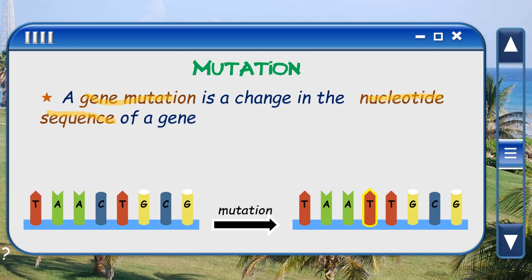For example, here we have thymine, adenine, cytosine, thymine, guanine, cytosine, and guanine. Now, on this side, we have thymine, adenine, and here we are supposed to have another cytosine, but now there is a mutation which has taken place here. Instead of cytosine, we now have thymine. That means there has been a change in the nucleotide sequence of that particular gene. That change in the nucleotide sequence of a gene is what we refer to as mutation.